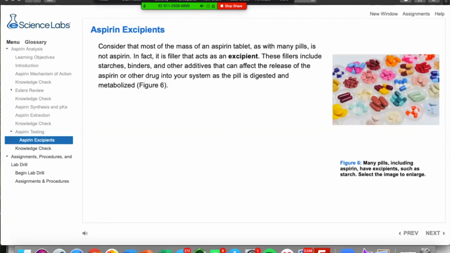Most of the mass in an aspirin pill is not aspirin. It is a filler that acts as an excipient. An excipient is just a filler. It acts as a vehicle to deliver the active drug molecule to the body. Typically, excipients like starch are used to control the release of the drug as it is digested. You will be able to calculate the amount of aspirin in each tablet by weighing the mass of tablets and the mass of excipients.